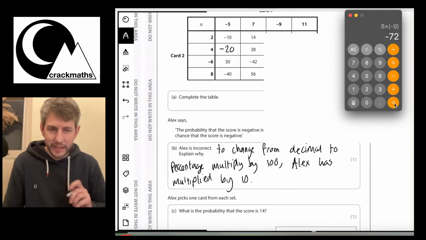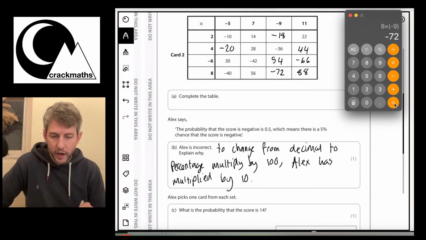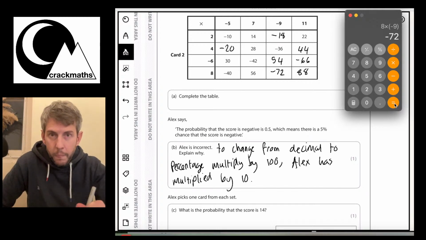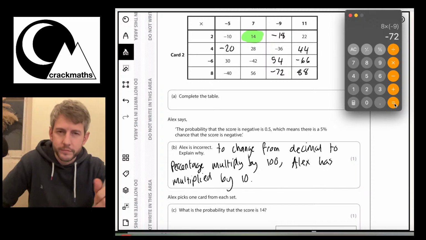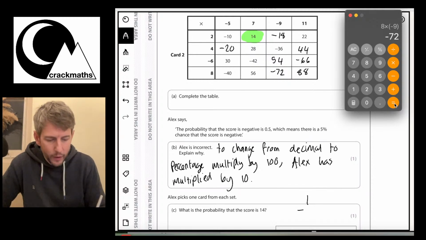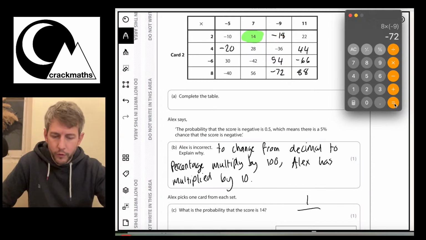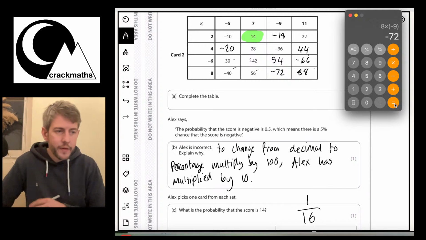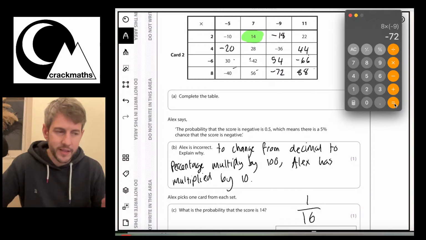I want to keep that on the screen though. So Alex picks one card from each set. What is the probability that the score is 14? Okay, so here we go. We've got to identify all the scores that are 14. And for me, I think I can only see that it could be this one. Which means that's one score out of 1, 2, 3, 4, 5, 6, 7, 8, 9, 10, 11, 12, 13, 14, 15, 16. So that's 1 out of 16 because he only had one chance of getting that score out of 16.